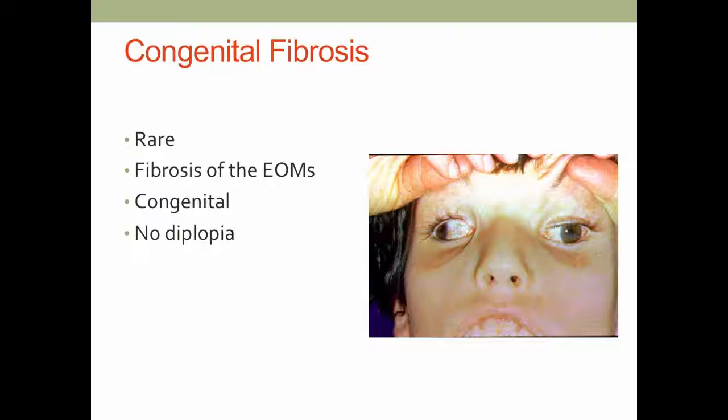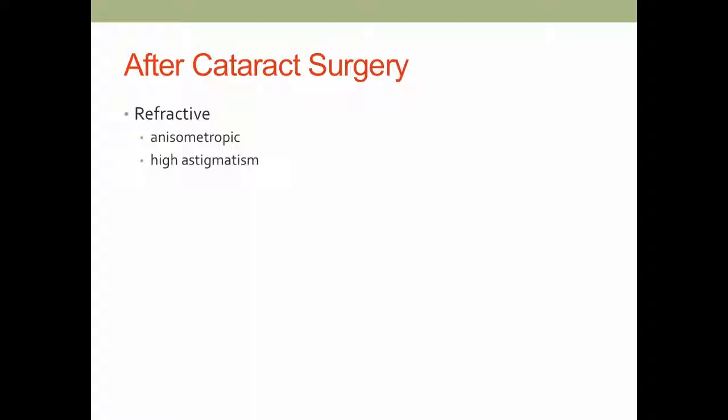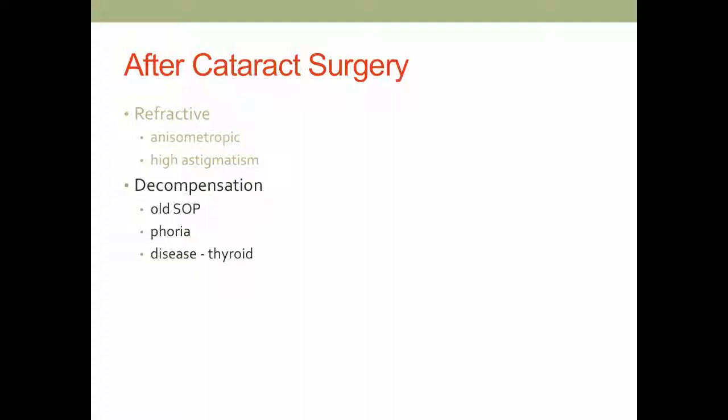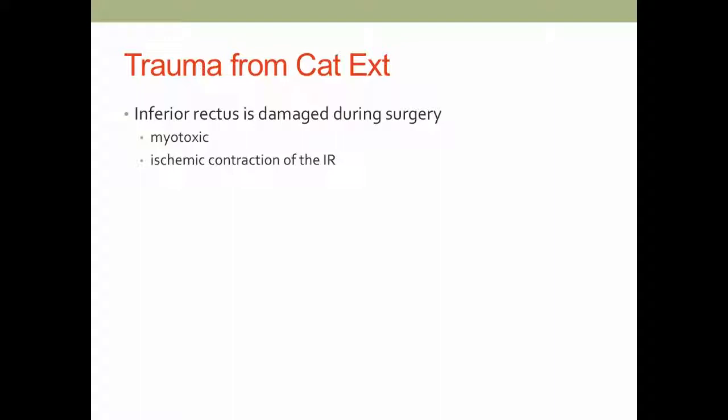Other ones you need to keep in mind. Patients after cataract surgery. It can be due to decompensation of an old superior oblique palsy, phoria or thyroid. It can also be due to the muscles being damaged, particularly by a bolus of anesthetic when a paraorbital anesthetic is used. Remember, they can be retrobulbar, where they put the anesthetic all the way back, or paraorbital, where they put it on the side of the muscle. That's the one that can cause some real problems.